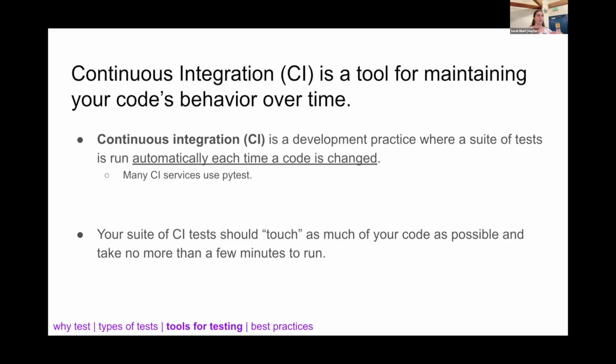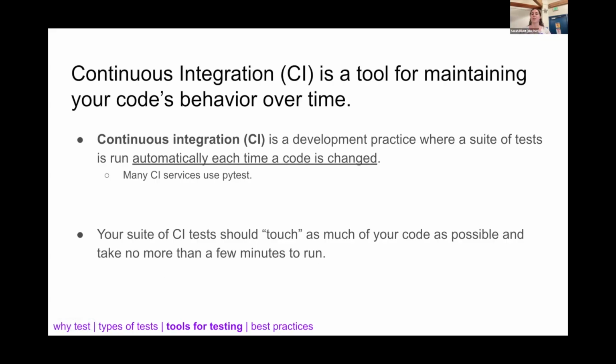There's not one clear winner the way that PyTest is the utility that actually runs the tests. Most of these continuous integration services are built off of PyTest. So you can test that PyTest is working on your own computer, and then you can sync it up to whichever one of these continuous integration tools you use and run that from GitHub, for example. In general, best practice is that your suite of continuous integration tests should touch as much of your code as possible, meaning that you want your tests to run as many lines of your code as possible. And also they should take no more than a few minutes to run.